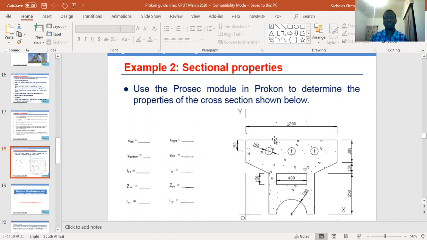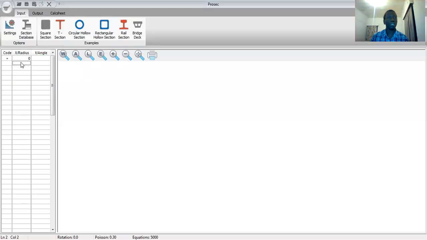Now I'm going to move in the X direction. Okay, so basically I need to move 1,200 in the X direction. So if I go to my Prokon, share that, section properties, share. So basically I go to the next line and I say, okay, I need to move X.